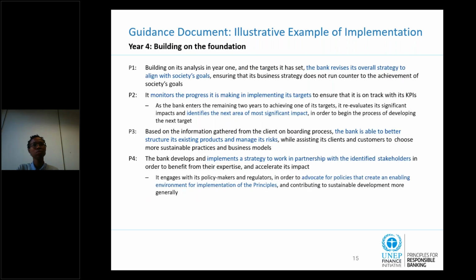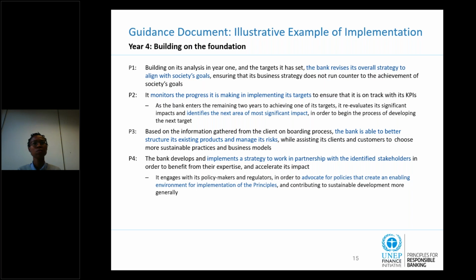And then moving on to year 4, and this is very much around building on that foundation. So this is around building on the analysis in year 1, and then the targets that it's set in years 2 and 3. This is the point after those first 3 years that the bank decides to revise its overall strategy to align with society's goals. So having gone from looking at 3 dimensions and starting to build that into the bank, now it's setting an overarching strategy and really driving integration of sustainability into the bank's overarching strategy, and making sure that the business strategy doesn't run counter to the achievement of society's goals here as well.